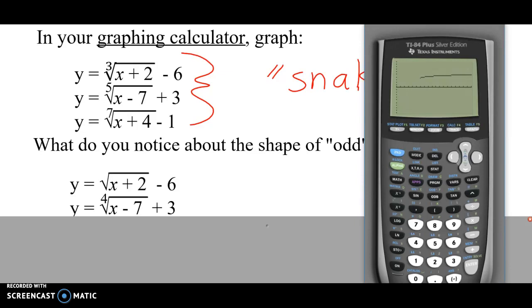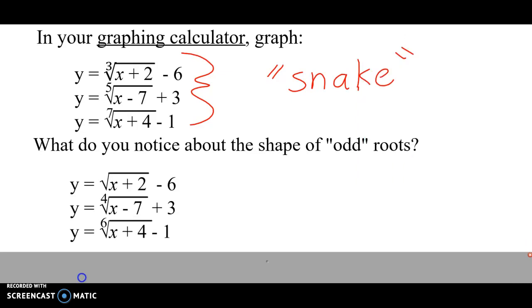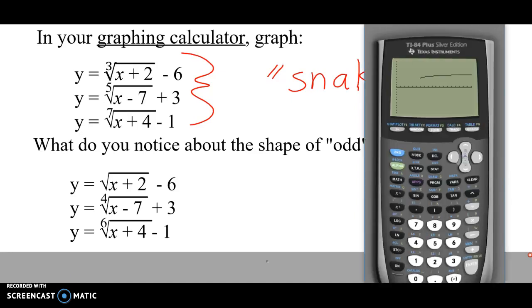And then the last one I want you to do is 6. The sixth root. So 6, Math, 5. The sixth root of x plus 4, minus 1. Now this one's super shallow, right? Kind of like the seventh root, because it's asking what number times itself 6 times is that number. So it's a really small output. But let's go back to Zoom 6.